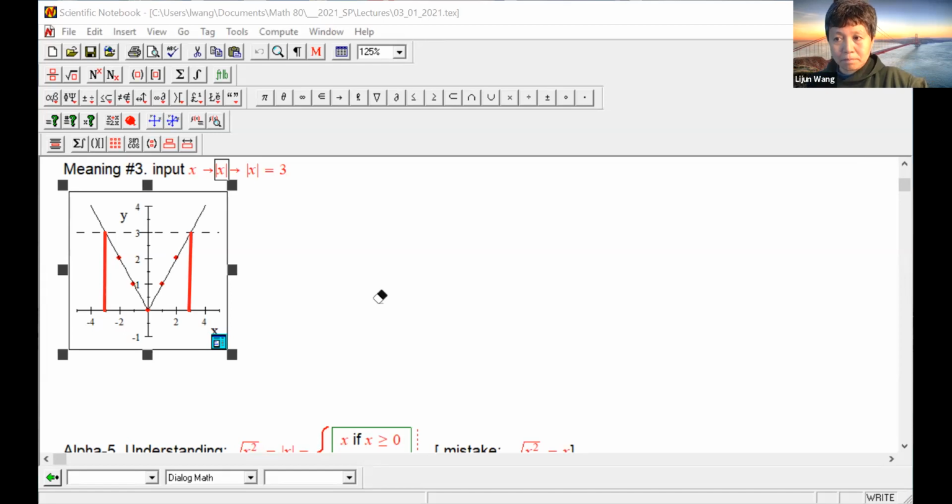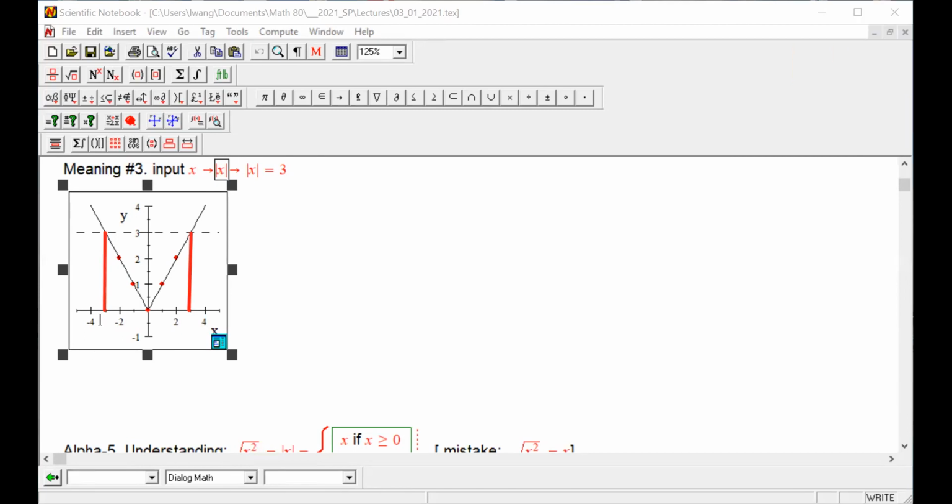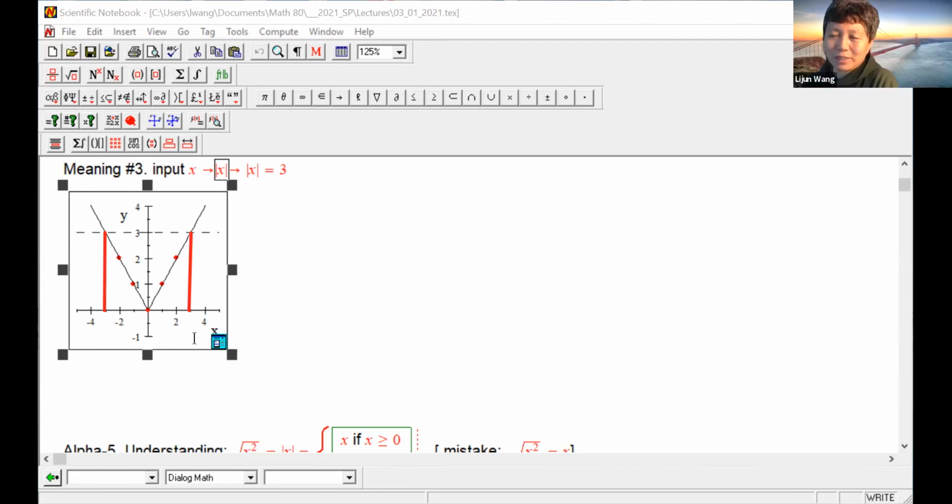What is it? Tell me. What input will produce the output 3 under this rule? -3 and +3. That's right. Do you see all 3 meanings are related to the if statement, isn't it? And they are consistent, they explain each other, and they're consistent with each other. Do you follow me?